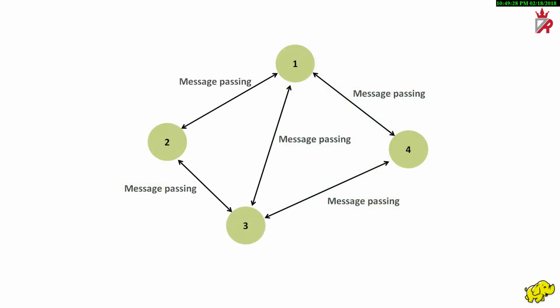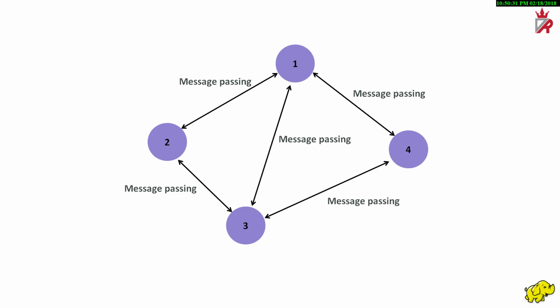The system is represented as a network topology in which each node is a computer and each line connecting the nodes is a communication link through which nodes communicate with each other. Distributed computing refers to the use of distributed systems like a cluster of autonomous computers to solve computational problems.